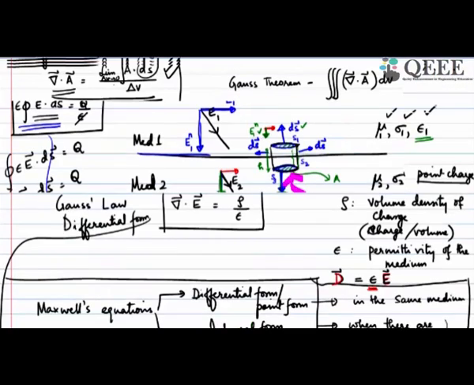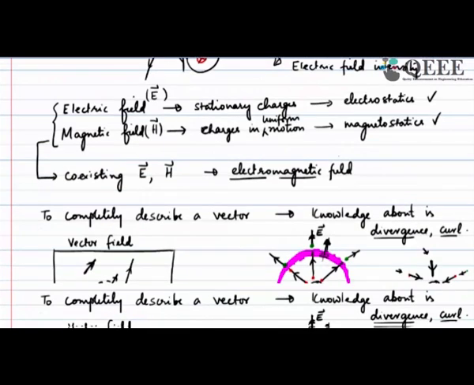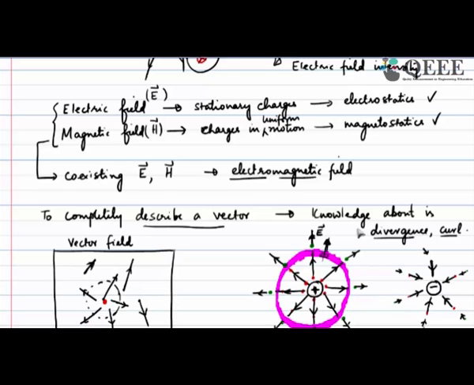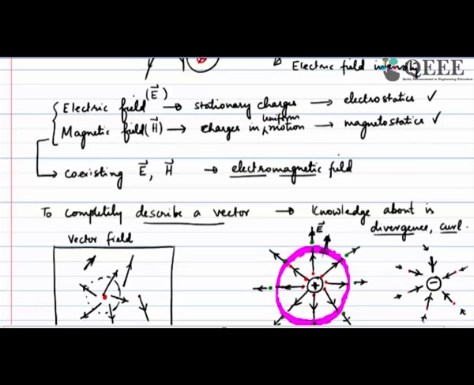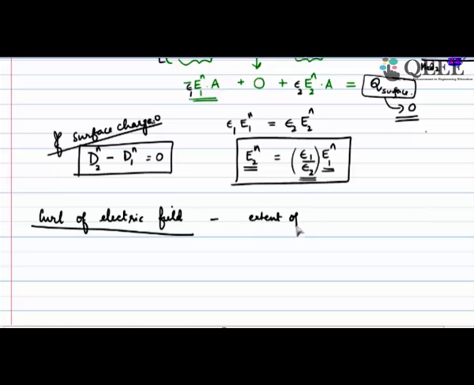Before we go to magnetostatics, there is one more thing we want to do, because we just said that you can completely describe a vector from its knowledge about divergence and curl. We talked about the divergence of electric field, so we better talk about the curl of electric field. To remind you, what does curl tell you? Curl tells you the extent of rotation, how much it is rotating. It also tells you the direction of rotation. So curl is a vector quantity, unlike divergence, which was a scalar quantity.